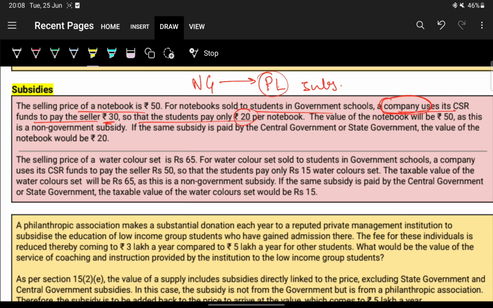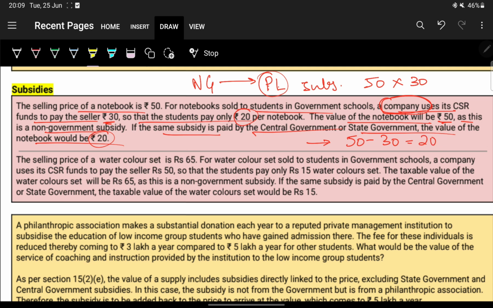So here the value of the notebook will be 50 rupees, as this is a non-government subsidy. If the same subsidy is paid by the central government or the state government, obviously that time you can reduce it by 30 rupees. The original price was 50. You cannot reduce that 30 rupees in case of non-government subsidy, but if it is a government subsidy, then you can do 50 minus 30 and charge GST on 20 rupees itself.